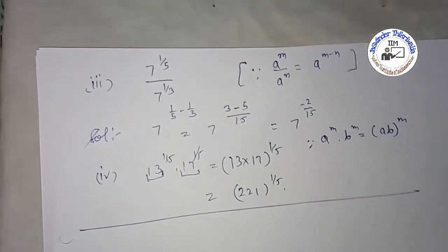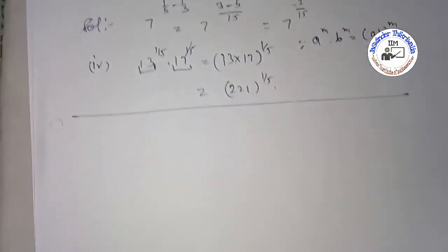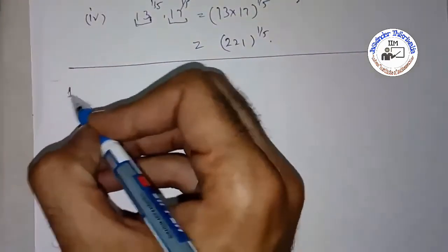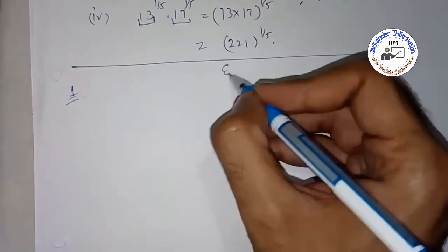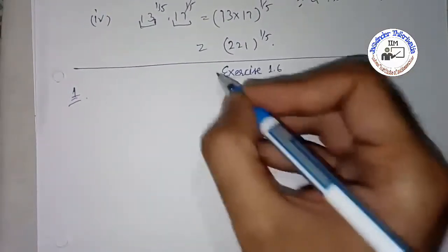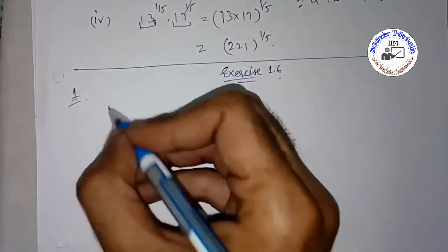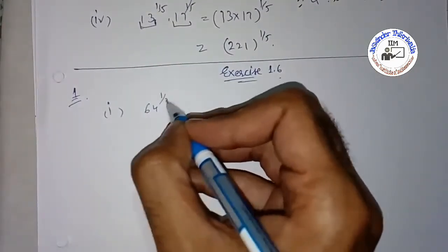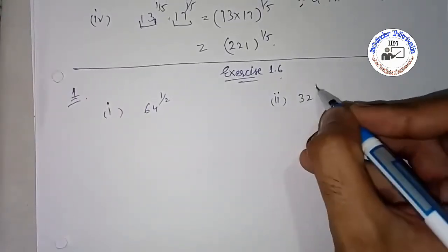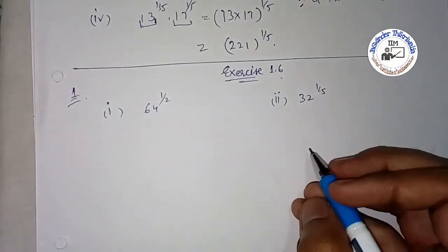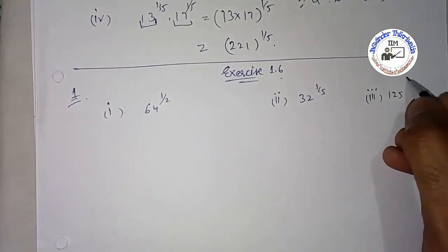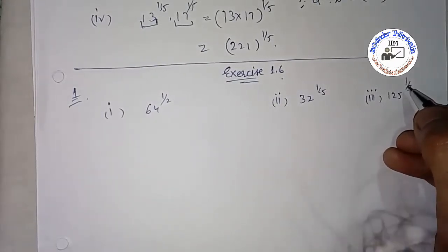Now exercise 1.6, there are only 3 questions, quite simple. I will give you a hint or you will solve yourself. Exercise 1.6, first part 64 to the power 1 by 2, second part 32 to the power 1 by 5, and the third part 1 by 25 to the power 1 by 3.